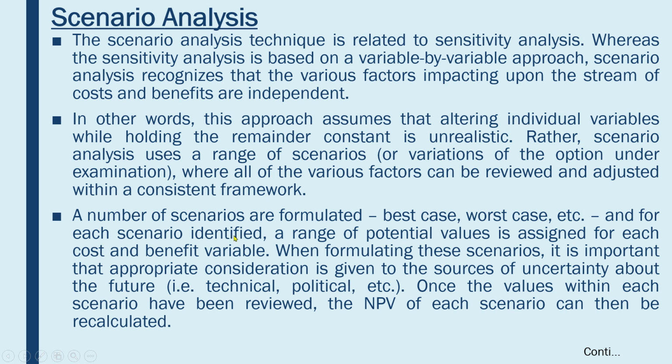A number of scenarios are formulated: best case, worst case, etc. And for each scenario, an identified range of potential values is assigned for each cost and benefit variable. Here, basically, the values of cost and benefits are changed, and we look at what happens to the project. When formulating these scenarios, it is important that appropriate consideration is given to the sources of uncertainty about the future, technical, political. Once the values within each scenario have been reviewed, the NPV of each scenario can then be recalculated.